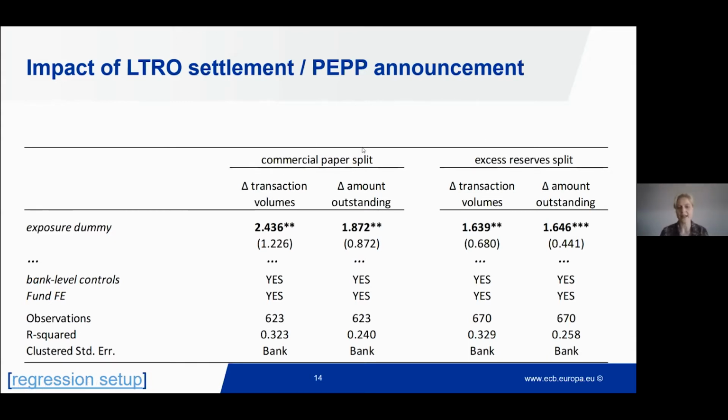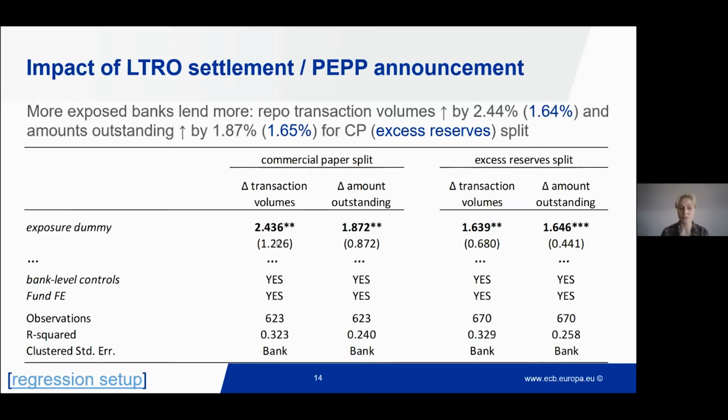Regardless of what split we are looking at or what measure of repo activity we consider, there is an increase in repo lending to funds in this week compared to the previous week by the more exposed group. So more exposed banks do lend more. Their repo transaction volumes go up by 2.44% if we consider the commercial paper split, by 1.64% if you consider the excess reserve split. Also, the amount outstanding of repos goes up by 1.87% for the commercial paper split, 1.65% for the excess reserve split. So it does seem that in that week, more exposed banks did lend more to funds. Now, there are two things that happened in that week, which is there was this big PEP announcement and there was this LTRO settlement.